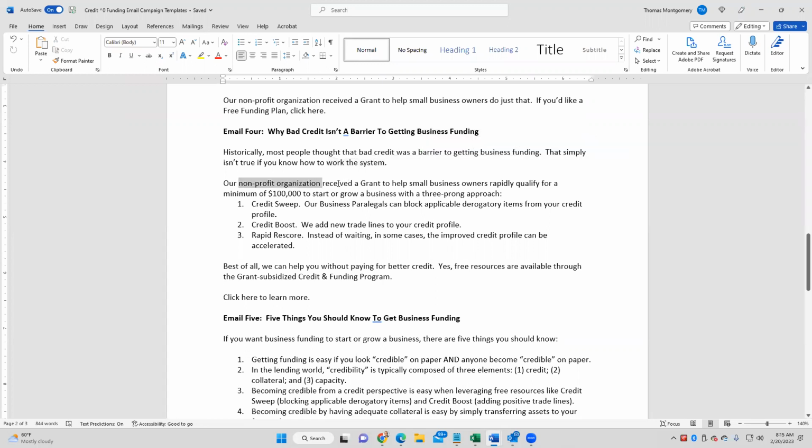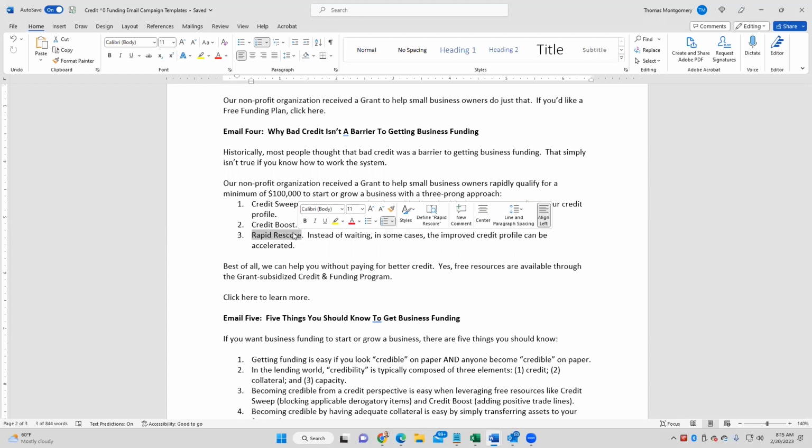Our nonprofit organization received a grant to help small business owners rapidly qualify for a minimum of $100,000, start or grow a business with a 3-pronged approach. So we help them with the credit sweep. That's where we block applicable negative items from the credit profile. We've got credit boost to add new positive trade lines. And then we can even do a rapid rescore. We've not talked much about this, but this is an available resource where we can, for example, let's say we have a client that has high revolving credit utilization.